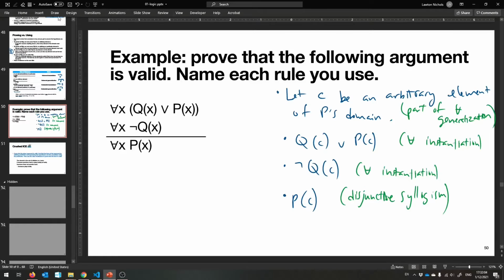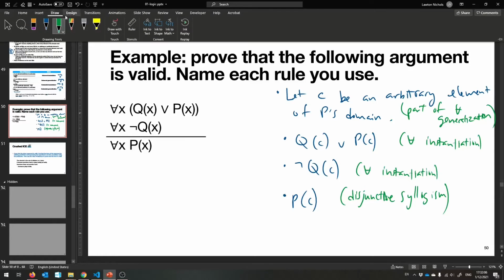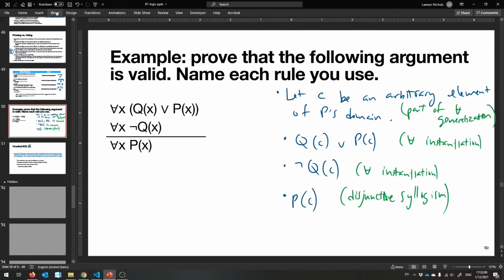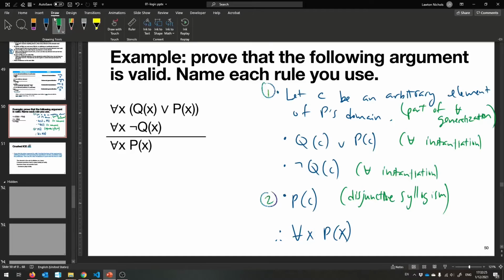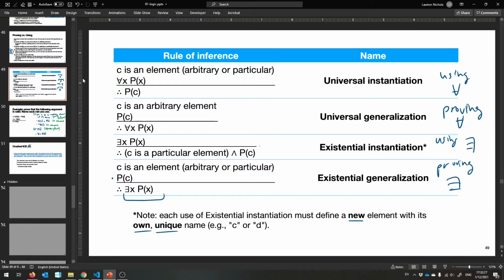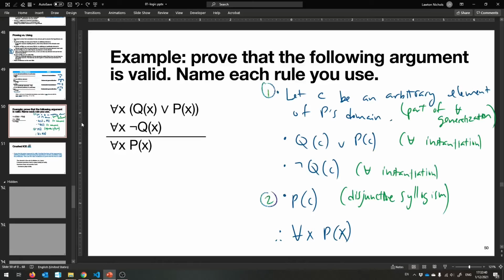And then finally, because I have 1 and 2, this one we can always assume, I have just proven what I want. Therefore, for all X, P of X by universal instantiation with 1 and 2. No, sorry. By universal generalization with 1 and 2. My bad. We're proving this for all.